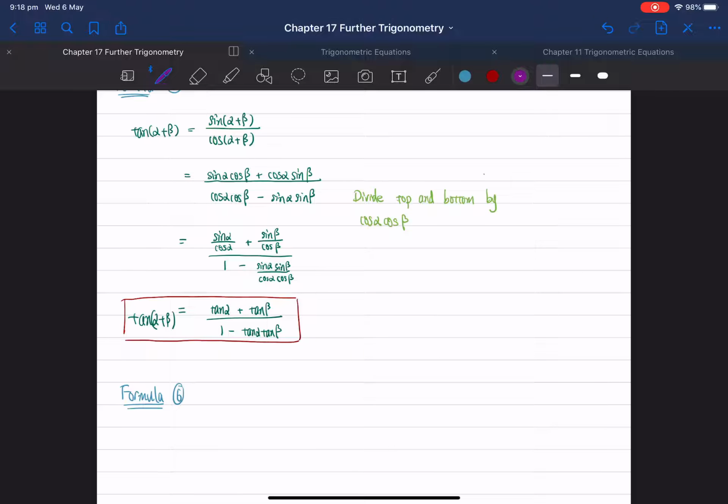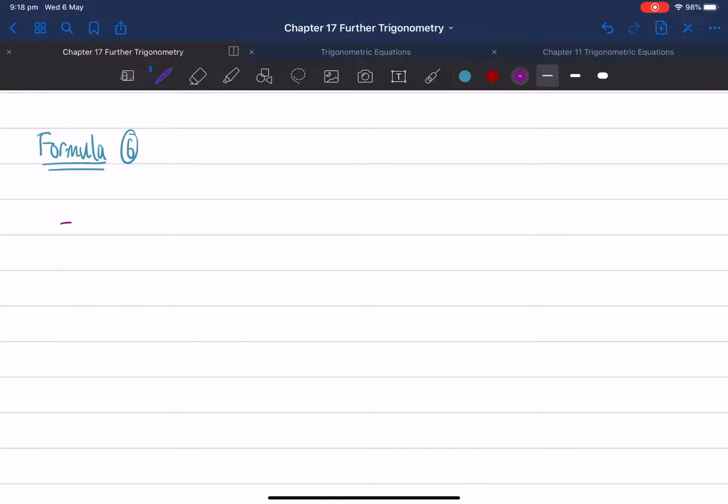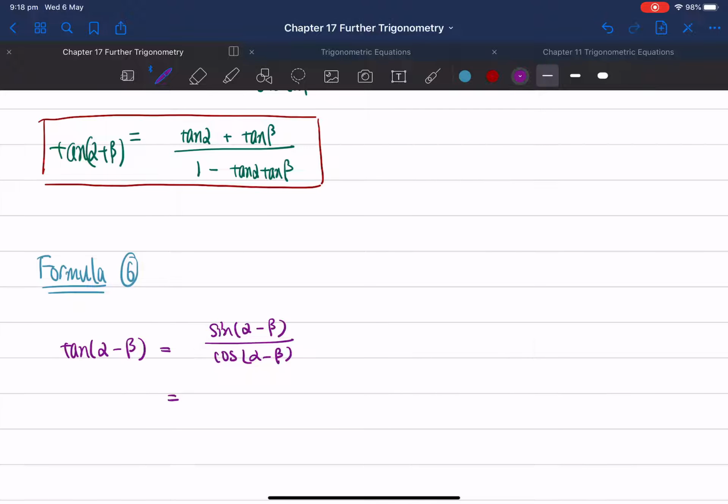What happened to tangent alpha minus beta, because you know that, right? We're going to use the same idea. If we are going to do tangent alpha minus beta, it is going to be sine alpha minus beta over cosine alpha minus beta. And of course, you can just expand all of these and do the same thing like what you did before. And then the answer is tangent alpha minus tangent beta over 1 plus tangent alpha tangent beta.